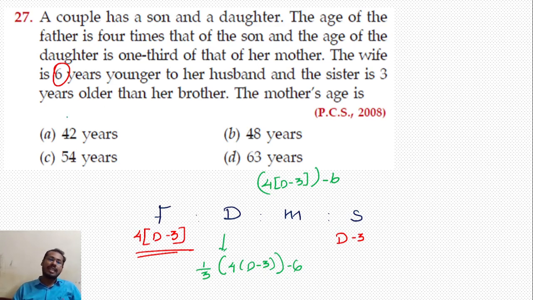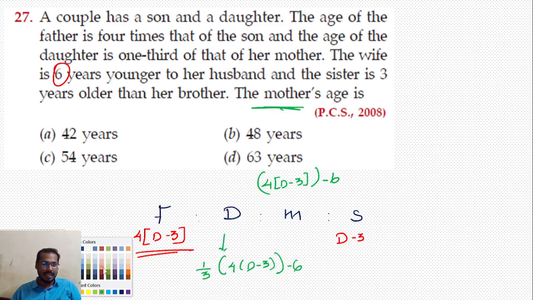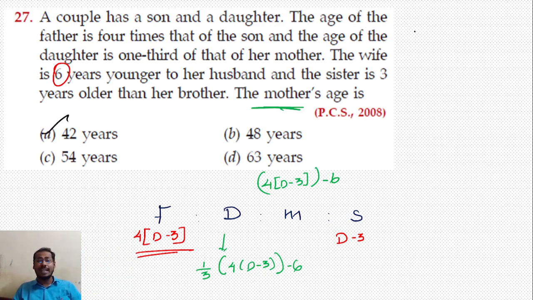All these ages are mother's age, because the question is all about mother's age. Mother's age is the key. So, take the mother's age and substitute in this. Now, look at the first option. Take the 42 and check whether it is right or wrong. Mother's age is 4 times D minus 3 minus 6. That is equal to, what is the mother's age?